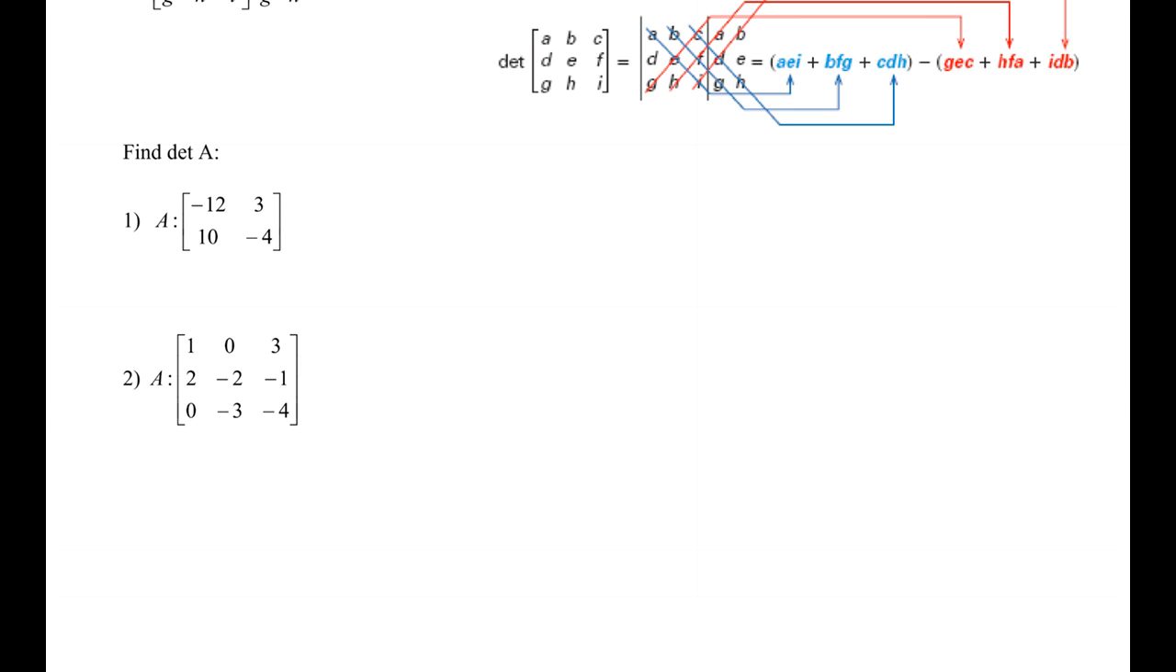So to find the determinant, I need to take the sum of the diagonals down, which would be negative 12 times negative 4, and I'm going to subtract that by the diagonals up. This is going to give me 48 minus 30, or 18.